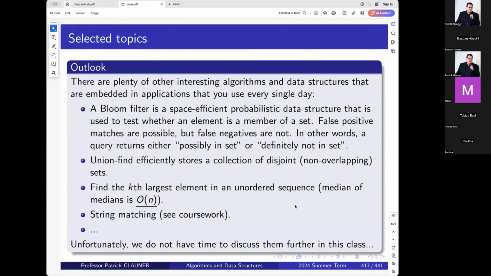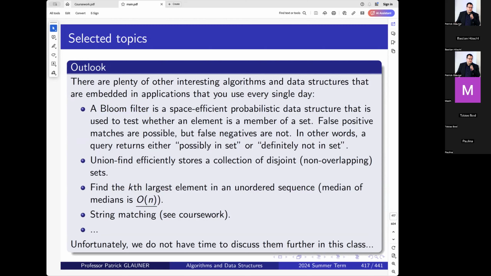And there are obviously lots of other very interesting selected algorithms that I wish I was able to discuss in this course. But in an introductory course, we first have to focus on the foundations. There are lots of other interesting things. For example, a Bloom filter. A Bloom filter is a very interesting probabilistic data structure. It stores a set of numbers, and it can tell you with a probability if a number is in or not. Concretely, false negatives are not possible, but false positives are possible.